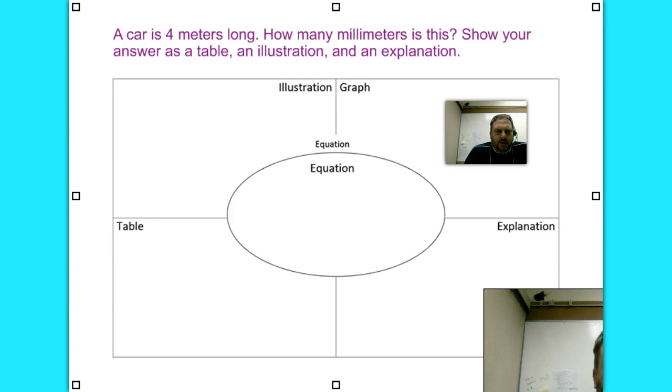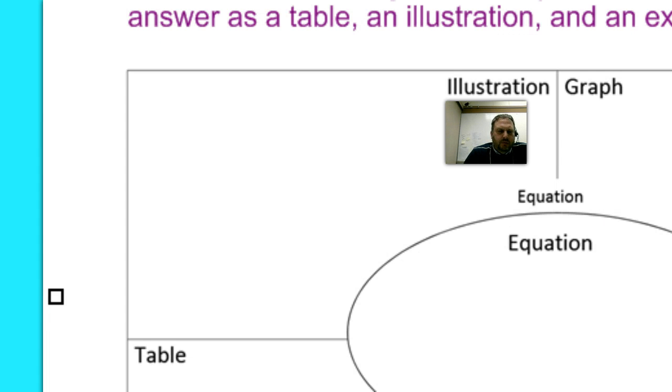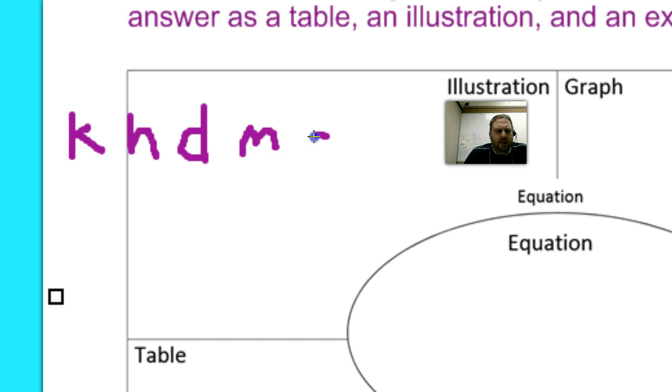Mnemonics are tools that we use to help us remember things, and mine is a corny little rhyme to help me remember the parts of the metric system. And it is simply King Henry died Monday drinking chocolate milk. So I've got K, H, D, King Henry died, M, Monday, drinking chocolate milk. Okay, each one of these letters stands for one of the units in the metric system.